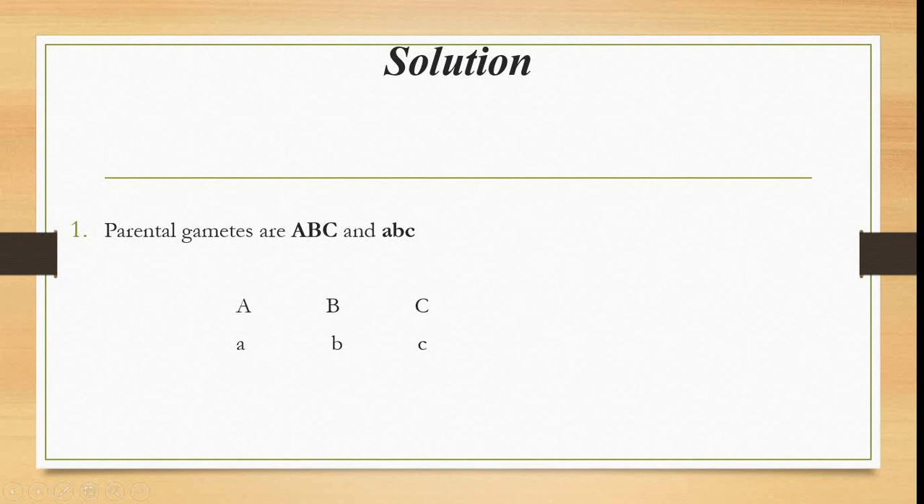From this, we can see that since there's not going to be any crossing over and no recombination, the parental gametes remain capital A, capital B, capital C for one parent, and small a, small b, small c for the other. That is why the parental gametes are capital ABC and small abc. They didn't undergo any crossing over, not to talk of recombination.